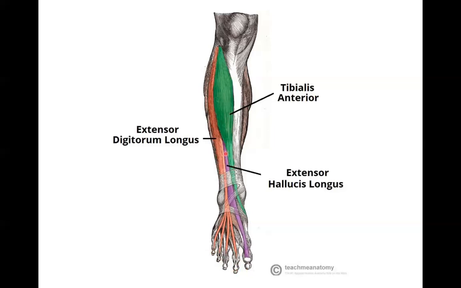And then just sort of sandwiched in here between tibialis anterior and extensor digitorum longus is extensor hallucis longus. Its origin is on the anterior surface of the fibula, and it inserts down at the hallux, the big toe, and it's responsible for extending the hallux.